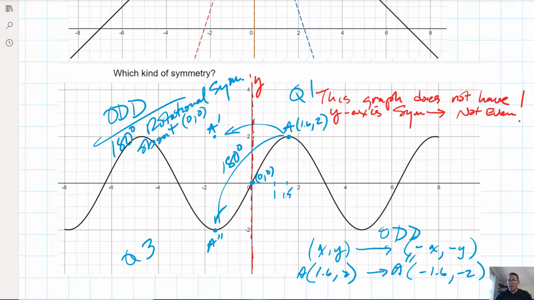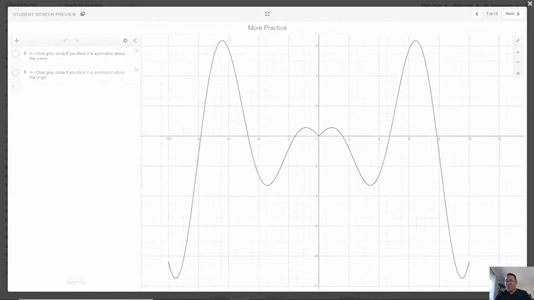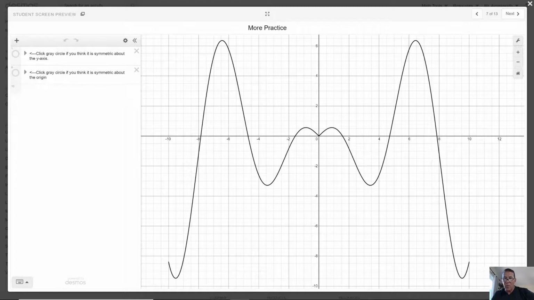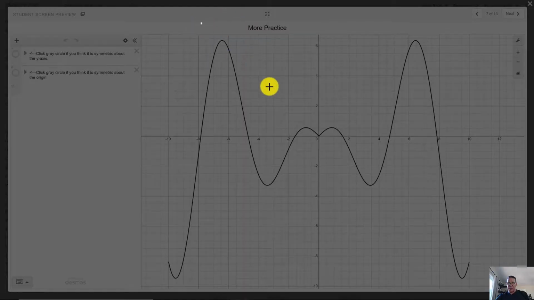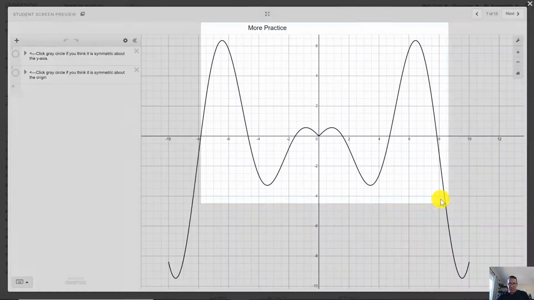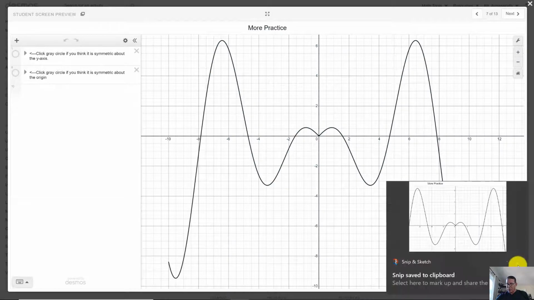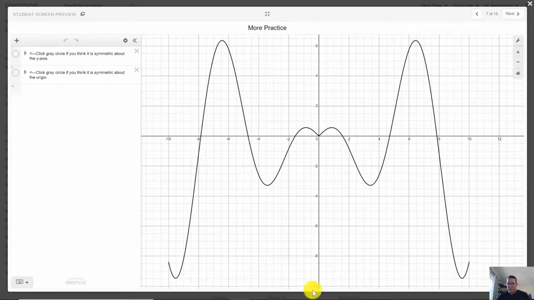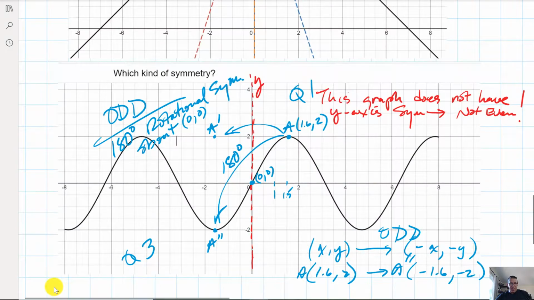All right, now let's take a look at the other functions they have here in Desmos. So this one here, what kind of symmetry does this have? What do you think? Does it have y-axis symmetry, or does it have rotational symmetry? Is it even or is it odd? Let's go ahead, you already have your opinion. So let's just grab this function here. Actually, let me change that. No, that's fine. Let me bring that into our discussion here.